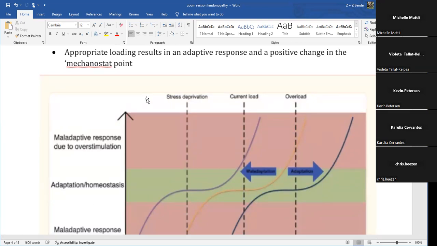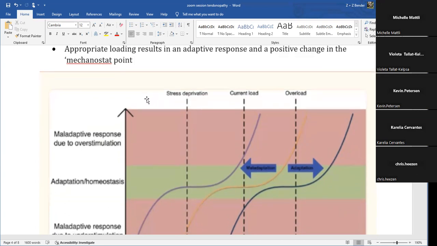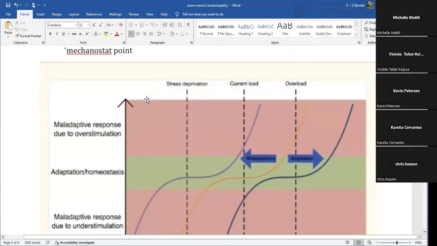Again, what we're looking for here, like in all our training programs, is the appropriate loading in the adaptive response phase to create positive change in the mechanostat. We want to move that curve from the maladaptive one to the normal homeostasis, and here we're shifting that curve to the right. So our rehabilitation program, our training program, if we're running or doing CrossFit, we need to move this curve over to the right.